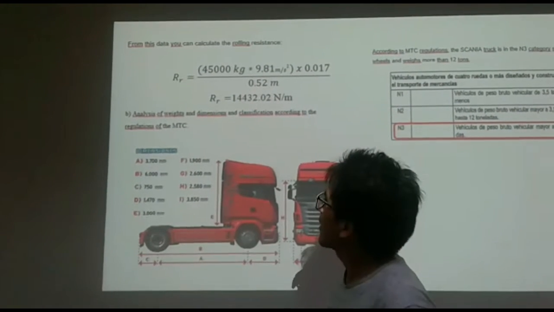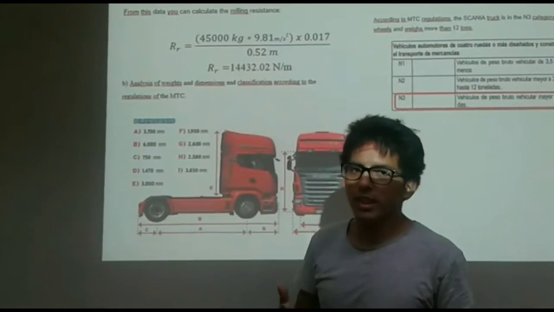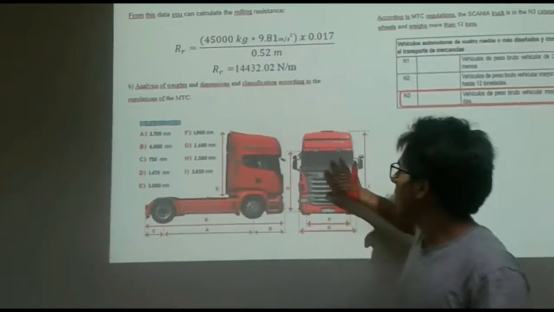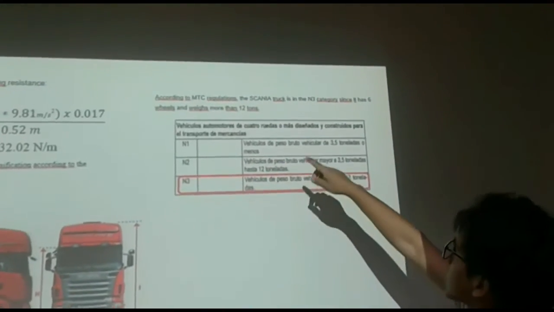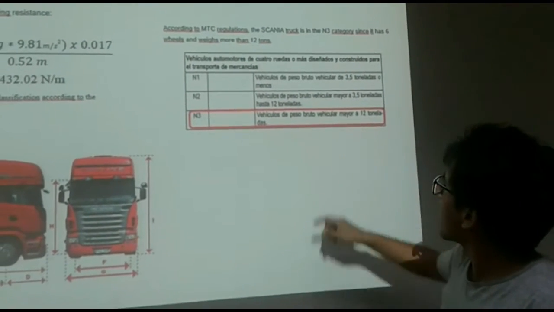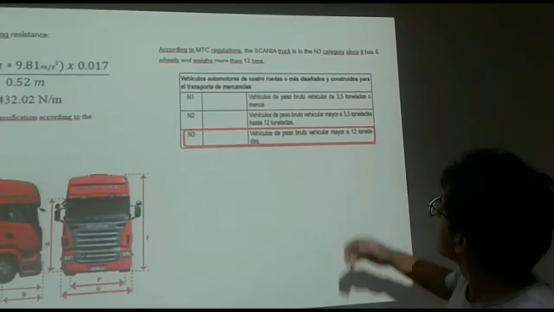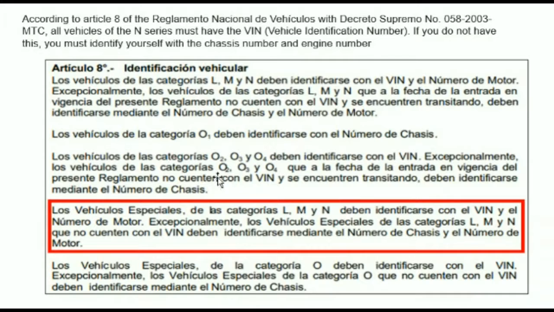Well, the part B is analysis of weights and dimension and classification according to the regulation of the MTC or Ministerio de Transportes. Here we have all the dimensions of the truck, and according to the regulation, the Scania truck is in the category N3 because it has a weight more than 12 tons. Well, here we have the Article 8 of the Reglamento Nacional de Vehículos with Decreto Supremo número 058 del 2003 del Ministerio de Transportes y Comunicaciones.